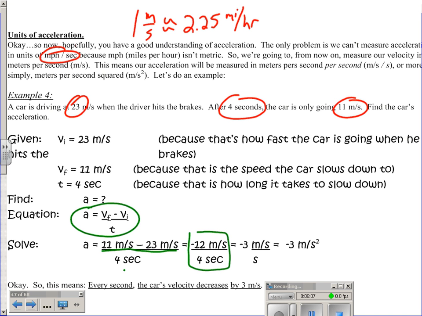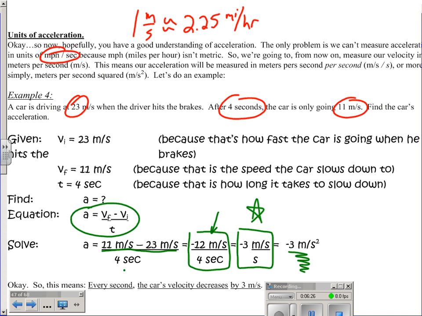Do your subtraction. 11 minus 23 gives you negative 12. So this is telling me that the velocity is going to decrease by 12 meters a second in 4 seconds, which means the velocity is decreasing by 3 meters per second every second. So here is our answer. I will explain this in 1 second.